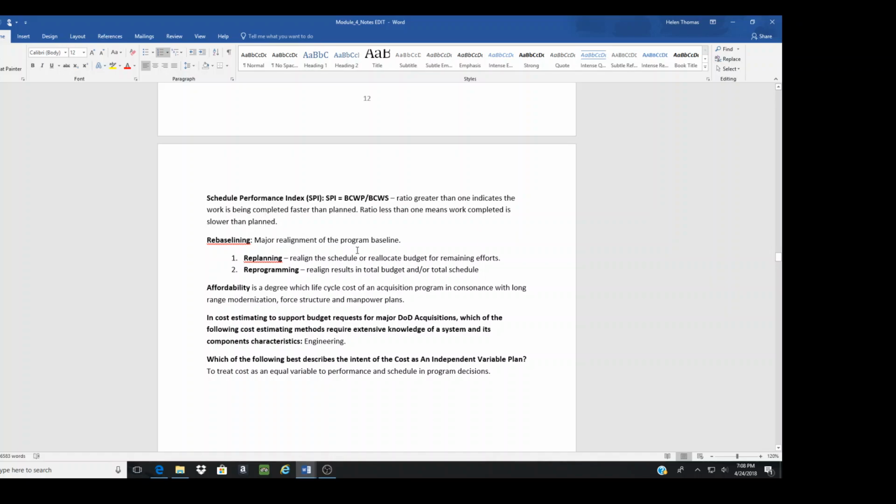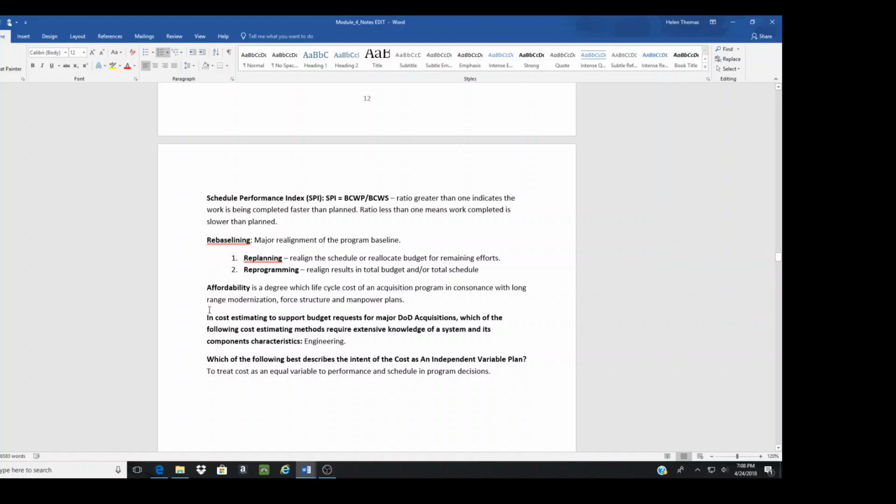Rebaselining, major alignment of the program baseline. We have to change the baseline. Remember, in the beginning, when you start the acquisition, the program manager does an acquisition program baseline. Replanning, realign the schedule or reallocate budget for remaining efforts. Or reprogramming, realign results in total budget and or total schedule.